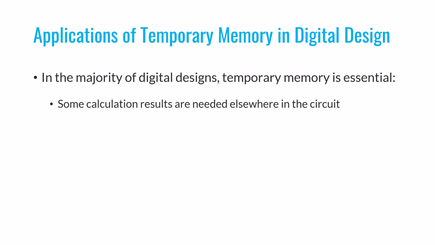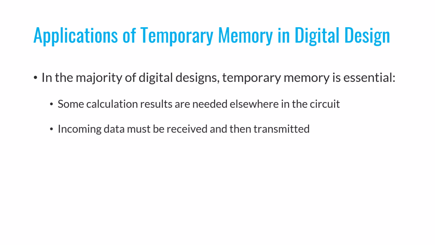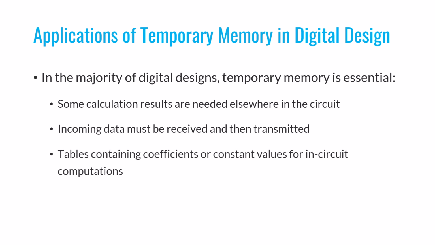Or maybe you're sampling data from an input, for example, with an analog to digital converter or ADC, and you want to send that data out of the FPGA, perhaps to a computer or another FPGA after the sampling is complete. In that situation, you also need to store this data in temporary memory. Another application where you might need temporary memory is if you want to store tables of coefficients or specific curves within the FPGA. For example, you might need to store one period of a sine wave in a table so you can use it to generate a sine wave within the FPGA.